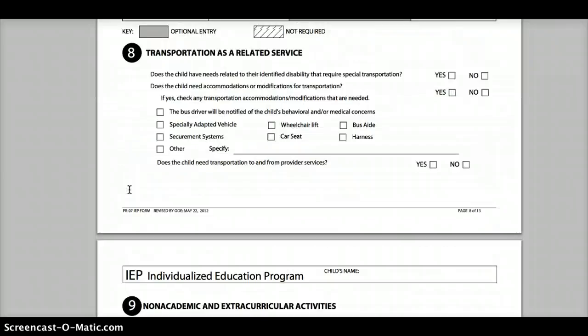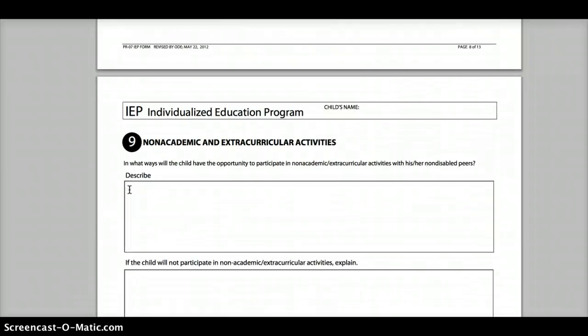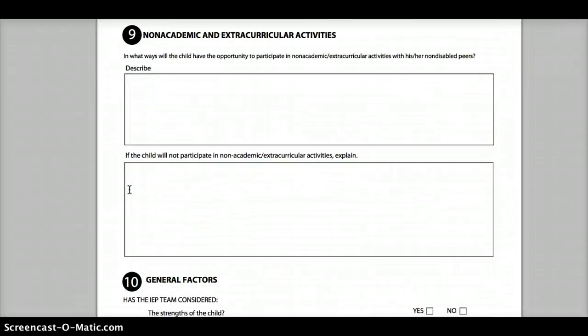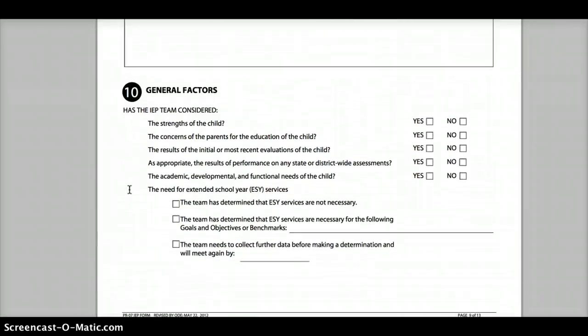Also talks about transportation and non-academics, how they have every right as everyone else to participate. As an IEP team, we always consider the strengths of your child, your concerns, evaluations that we do, including the evaluation team report, the ETR, performance on state and district-wide assessments, and then we just look at the academic, functional, and developmental needs of your child.